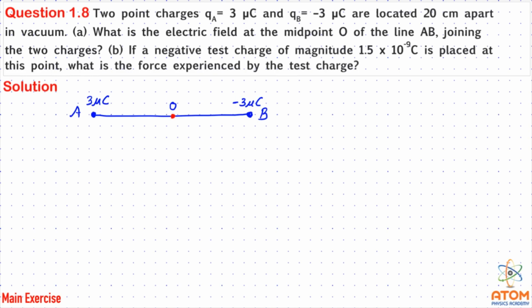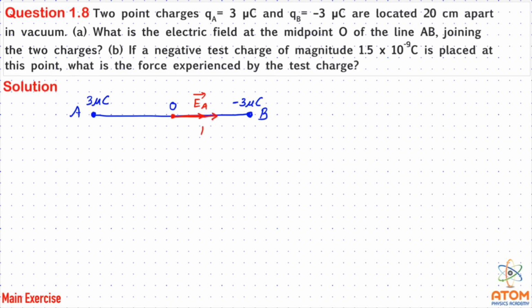Now first of all, see, due to this positive charge, the electric field at this point will be radially outward, means in this right direction. And due to this negative charge, the electric field will be radially inside, means towards the charge. So again it will be in right side. So due to both of them, the electric field will be in the same direction. Let me name it like, let us say EA, and EB.